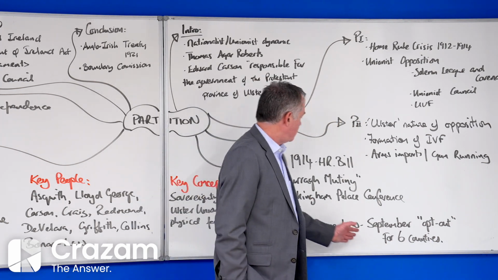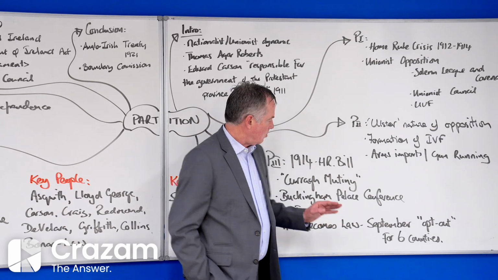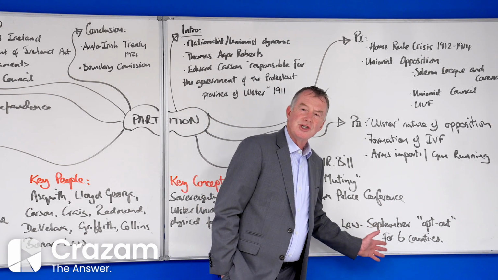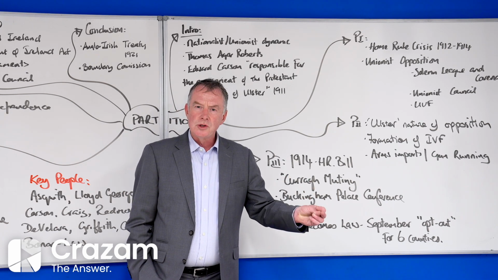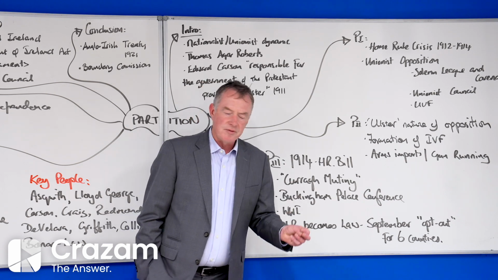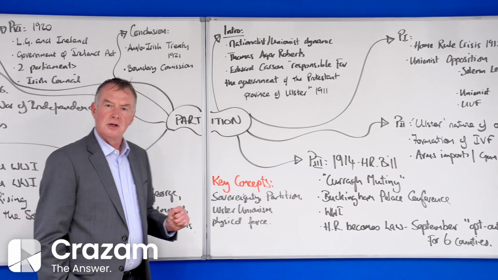So we can see, even before the break in the Home Rule crisis, which is World War I, we have this opt-out of the 6 counties. So partition has become an official solution to the Irish problem, and that's going to continue in the period after the war. So that's a nice first half of the essay, if you like.